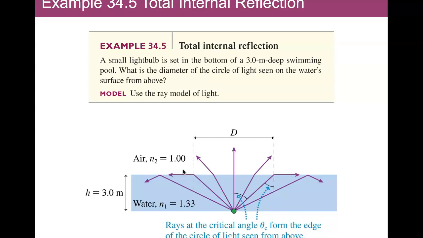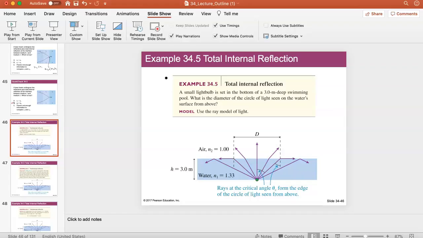All right, so that's easy, right? So we can write theta critical here. We know n1 times sine theta critical is n2, which is 1, times sine of 90 degrees, which is 1. So sine theta critical becomes 1 over 1.33, since n2 is 1 and n1 is 1.33. Okay, so we have that angle.